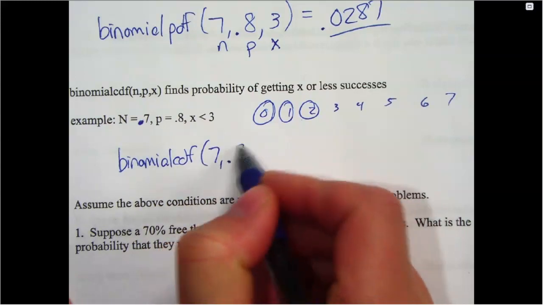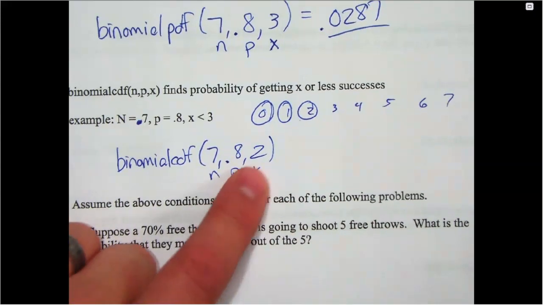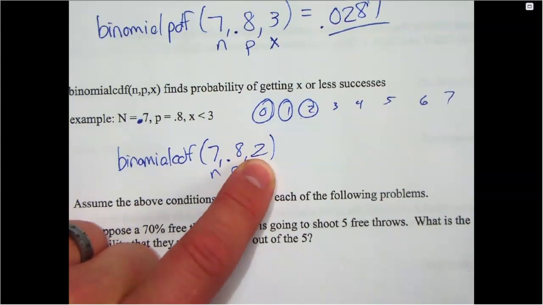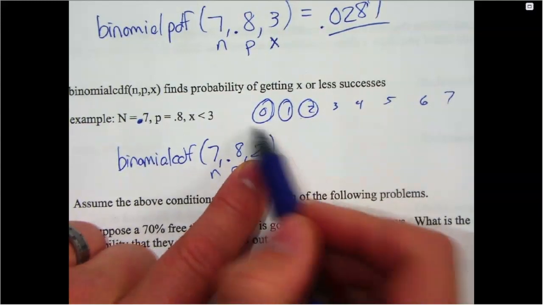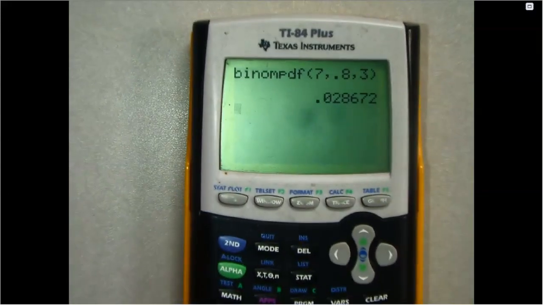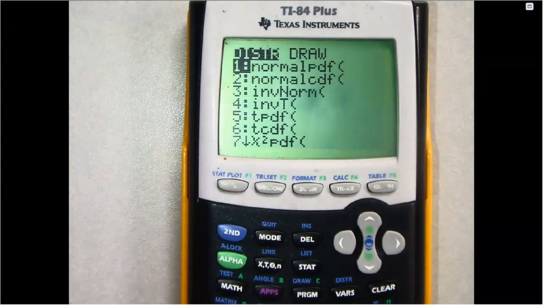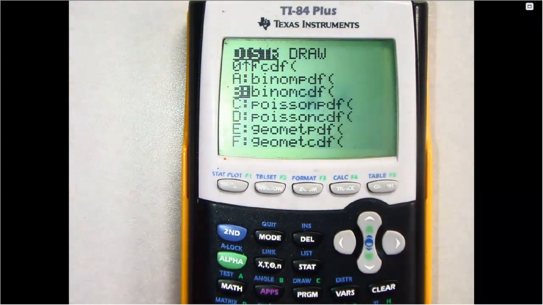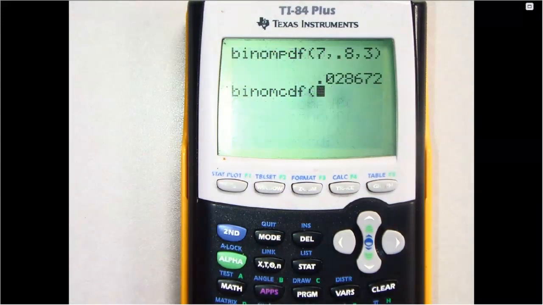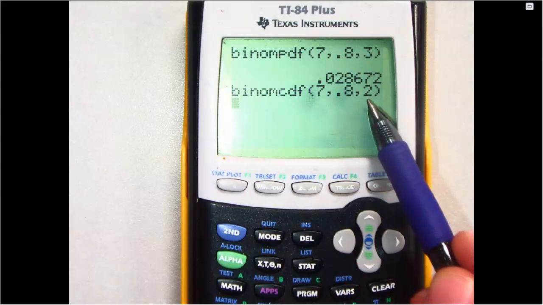So I'm going to put 7, comma 0.8, comma 2, label my NPX. And what that 2 does in the CDF is it does 2 and everything below it. So 2, 1, and 0, which is exactly what I wanted. So in the CDF, it's just right below the PDF. So second bar is again, scroll up, scroll down, whatever. It's B. And then you type in the same thing. It's just the C. Type it in the same way, but the C means we're accumulating everything up to and including the 2.